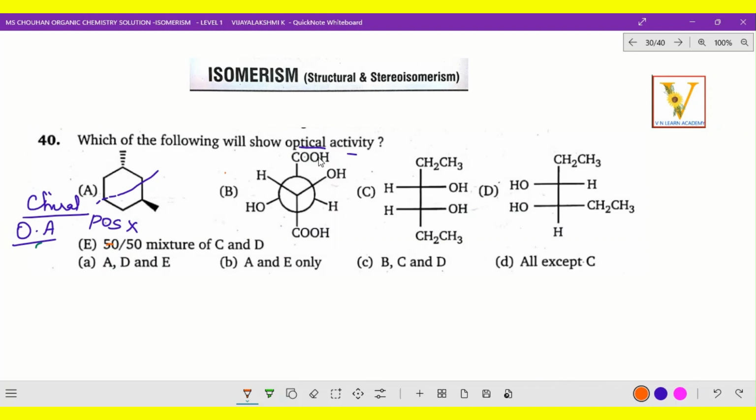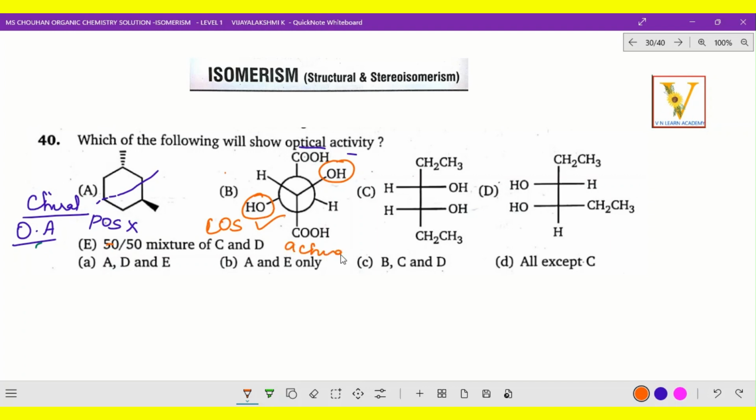Second one here, CH3, CHOH, COOH. It is actually tartaric acid, and here the same. POS and COS is present actually. Here COS is present. COS is present means what? It is achiral, same COOH. So it is achiral.